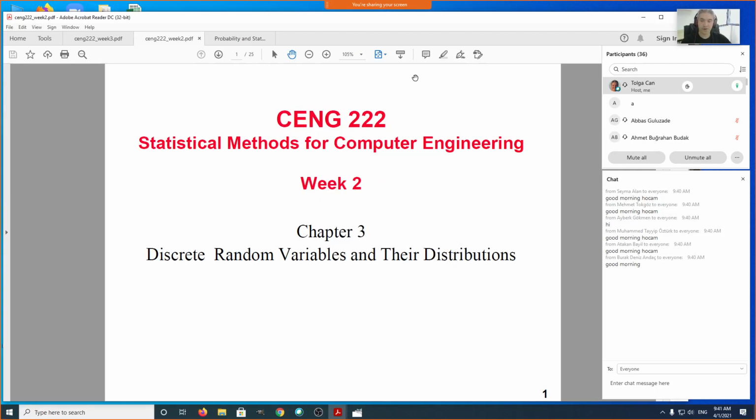So today my plan is to start talking about families of discrete distributions, discrete random variables. And hopefully we're going to get all the way to the end. If not, we are going to spend our 1 hour lecture on Tuesday to finish this chapter 3.